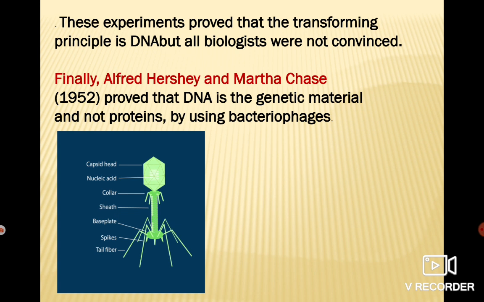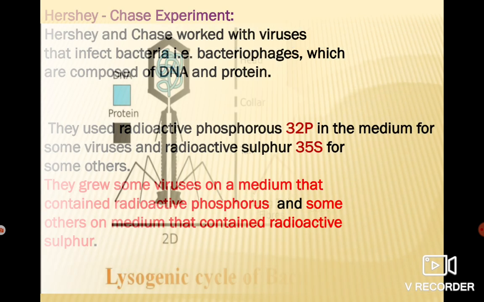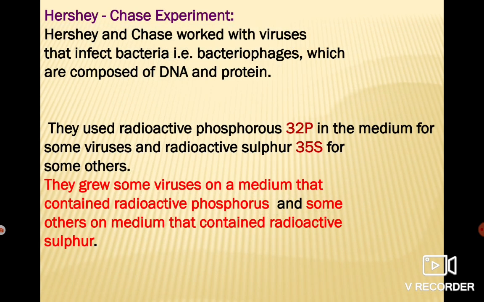They are very simple in structure, meaning they consist of a protein coat, that is the capsid, and inside it the nucleic acid is present. See, the blue color is DNA, and this black color is the protein coat. So they are very simple in structure. What did they do?